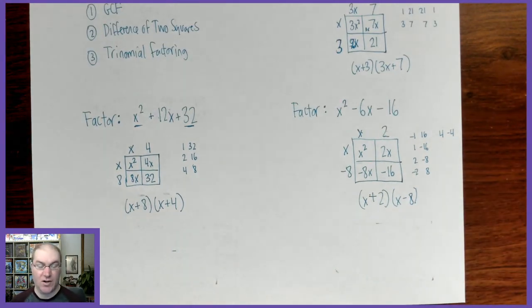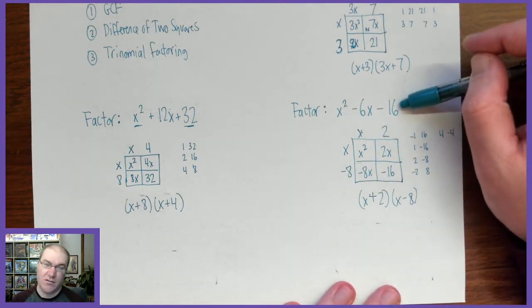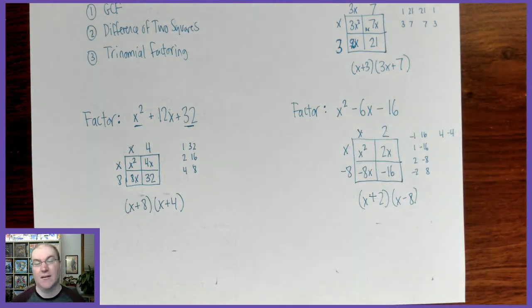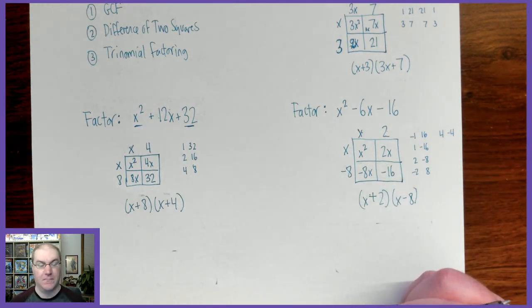All right, so trinomial factoring is just working backwards. I'm giving you the answer to a box method problem, and you're using box method to work backwards and try to get what two things you multiply to get that. You're trying to come up with the two factors that you used.